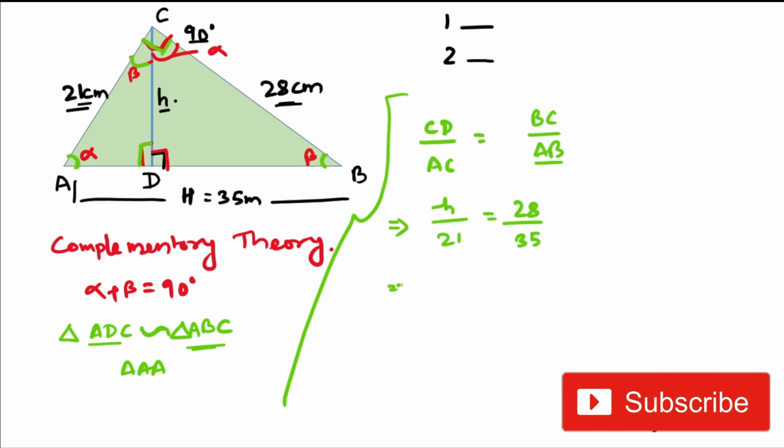Now the value of height will be 21 multiplied by 28 divided by 35. If we calculate and solve it, the value of H will be 16.8 centimeters. This is the answer of this problem. So friends, this was the second method. We have solved this problem with the full concept, and now the shortcut method.